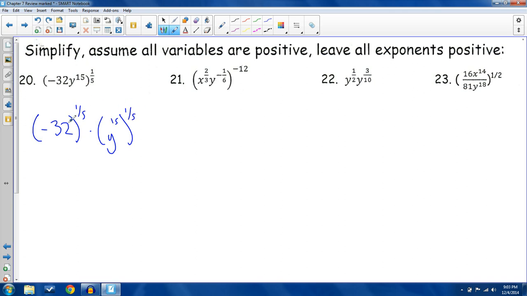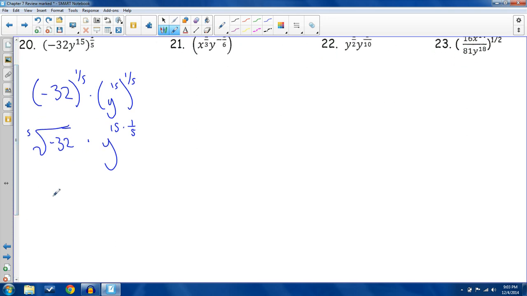Now we take the other property. Negative 32 to the 1/5, I'm going to write this here, is the 5th root of negative 32. Some people like seeing that more. I'm going to use this other property here: a power raised to a power means you multiply these two. This is y to the 15 times 1/5 power. Fifth root of negative 32 is negative 2. 15 times 1/5 is 3, so this is y cubed. There's your final answer.